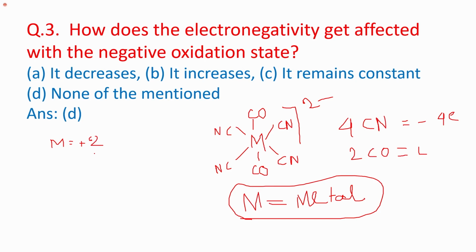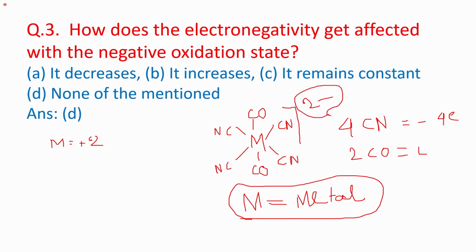So if they are asking how the electronegativity gets affected with the negative oxidation state, does it decrease, increase, remain constant, or none of the above? Maybe we don't have a proper example here, but I will definitely discuss one. I'll check whether we have any example which can directly correlate with the negative oxidation state. So you can see here is a negative oxidation state.